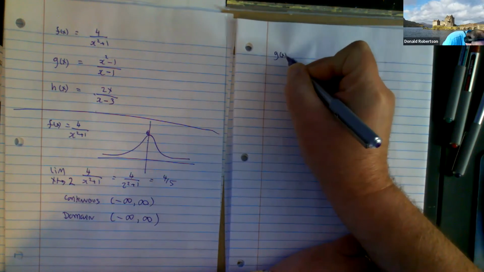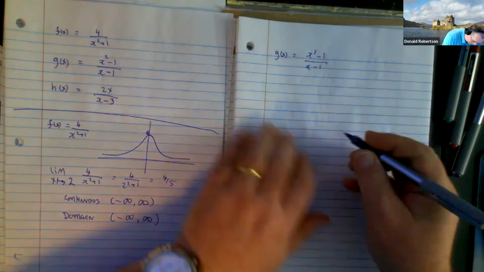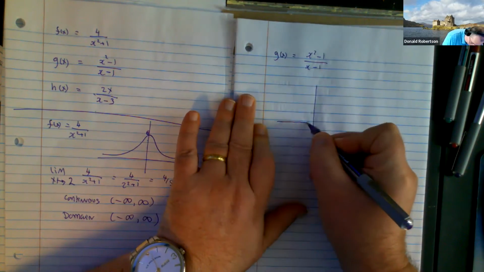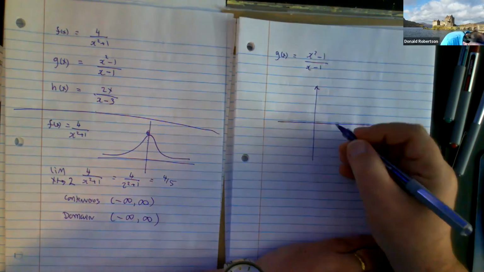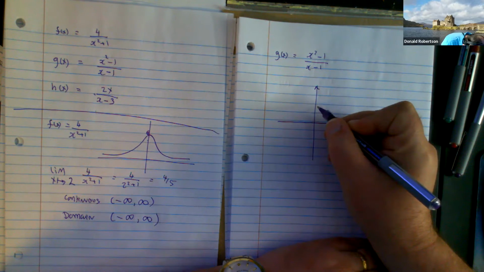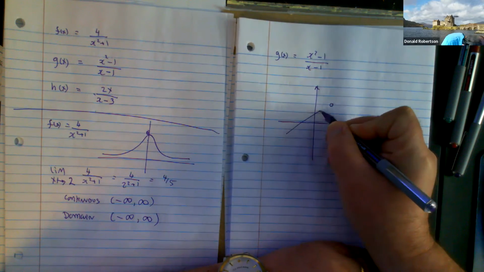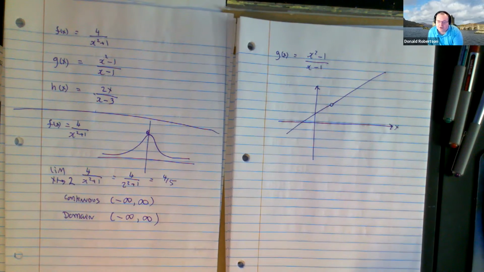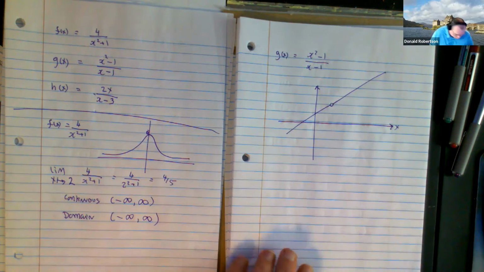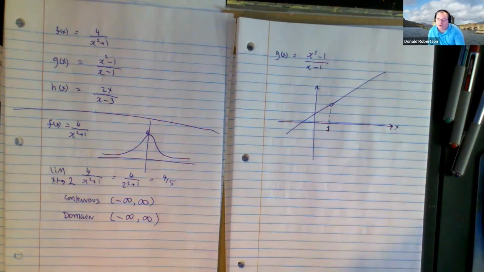And let's look at this fella. Also a rational function. And if you sketched it, it would look something like this. You might be surprised to realize that that is in fact a straight line. And it has a hole. And the hole is at x equals 1.